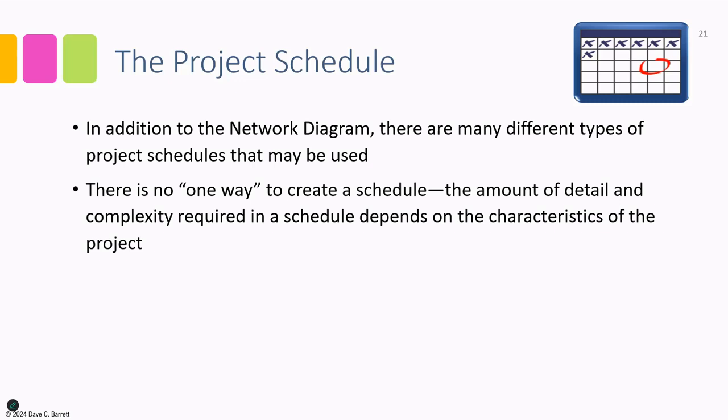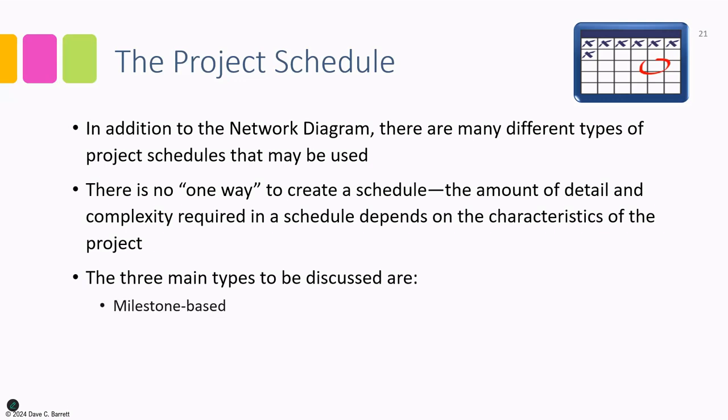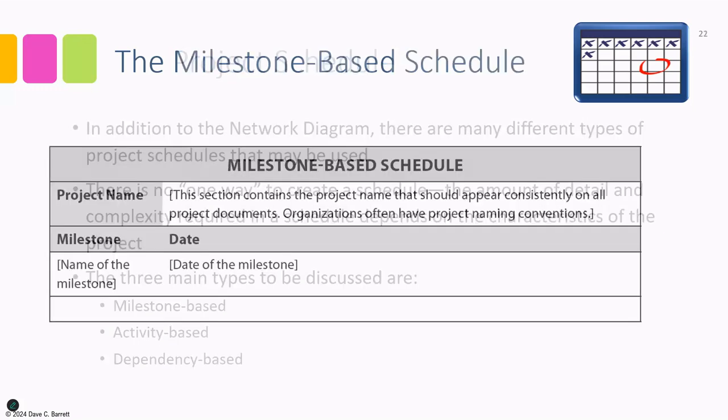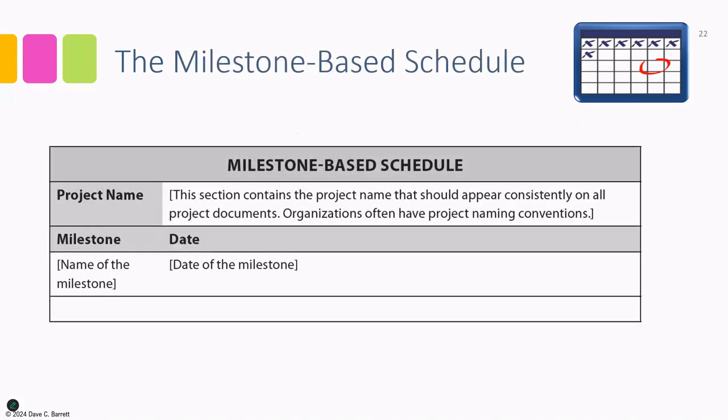So we don't just have one type of schedule beyond the network diagram. There are 3 types to be discussed at this point. There is a schedule that is based on milestones, a milestone-based schedule. There's a schedule based on activities, an activity-based schedule. And there is a schedule based on activities and dependencies, and that's a dependency-based schedule. So we're going to look at each one of these in order. The milestone-based schedule.